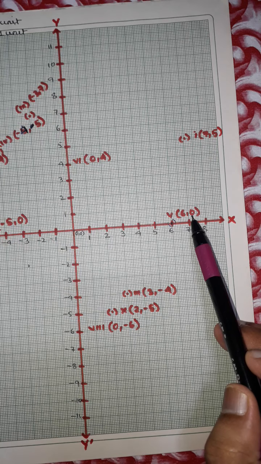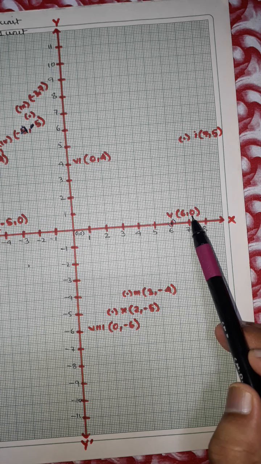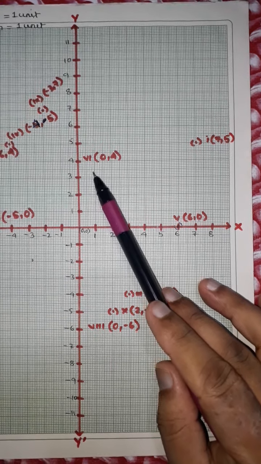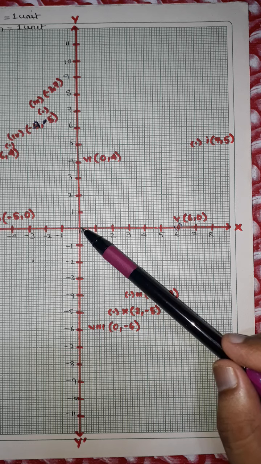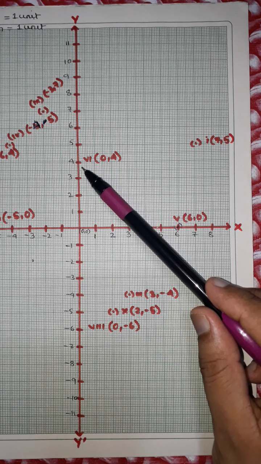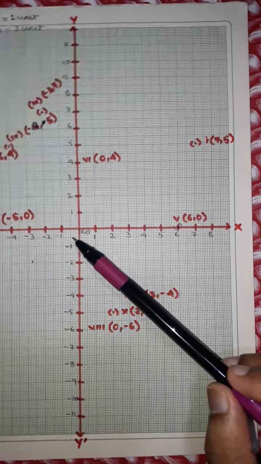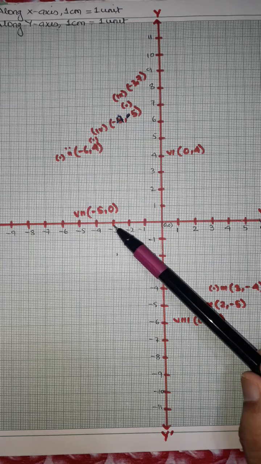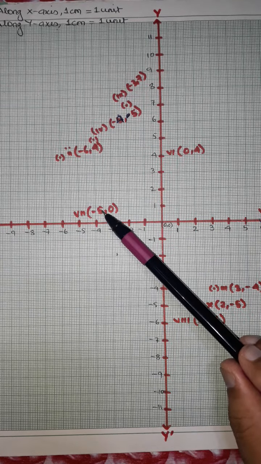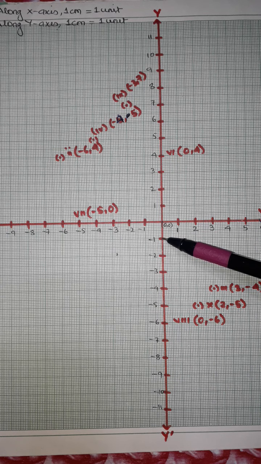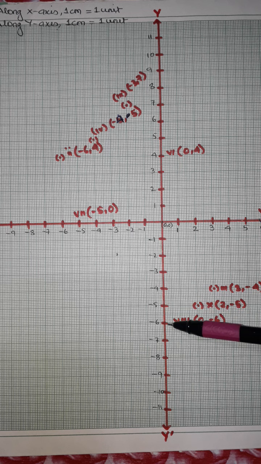Ordinate is 0 here. Then for part number 6 we have 0 comma 4. So 0 comma 4 is here, 0 is already here, that means the abscissa is 0, 1, 2, 3, 4. Then minus 5 comma 0. Minus 5 comma 0 is minus 1, minus 2, minus 3, minus 4, minus 5 comma 0. Then 0 comma minus 6, 0 is already here, minus 1, minus 2, minus 3, minus 4, minus 5, minus 6. That means part number 8 is 0 comma minus 6.